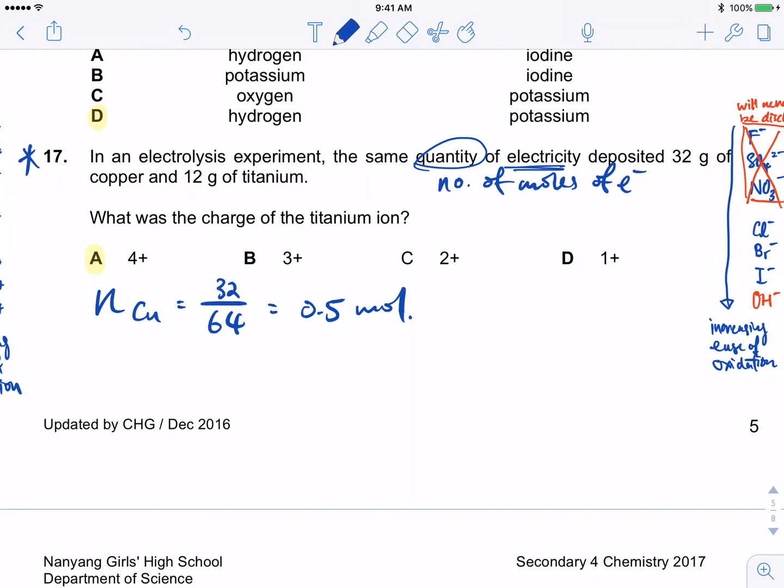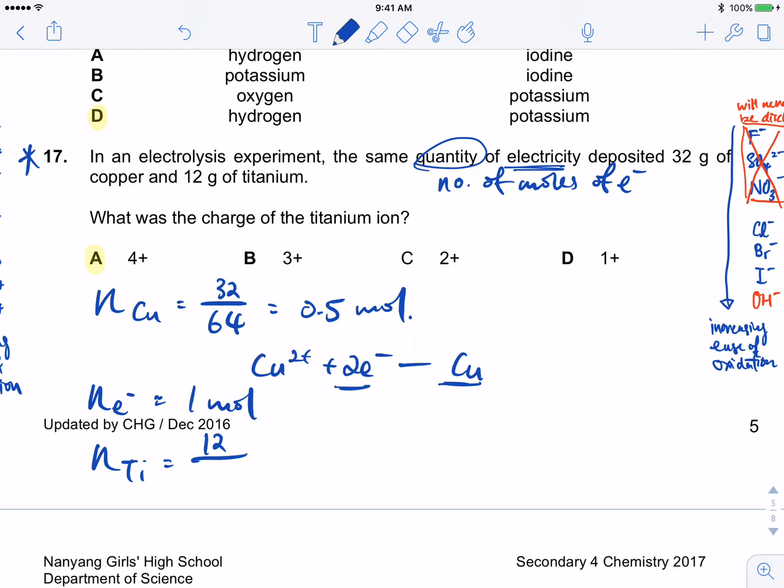Okay, next, we know that writing the half equation, Cu 2+ plus 2 electrons gives us Cu. So the ratio of copper to the electrons is 1:2. Hence, the number of moles of electron should be 1 mole. Right? Okay, so with 1 mole of electrons, I have 12 grams of titanium. Let's look at the number of moles of titanium. 12 divided by, let me find titanium.